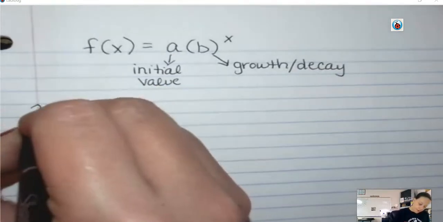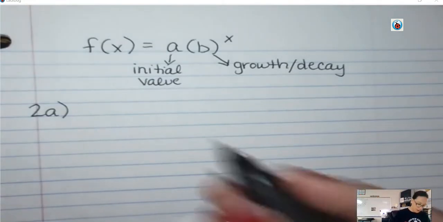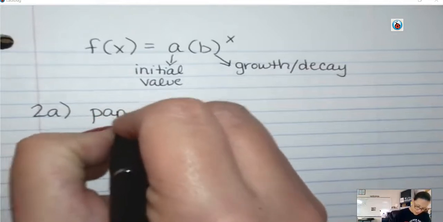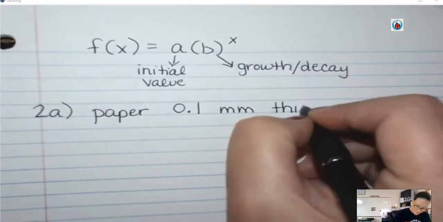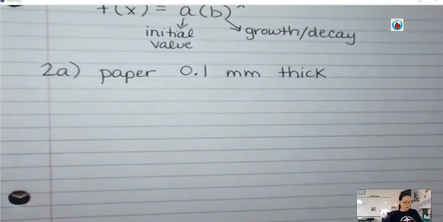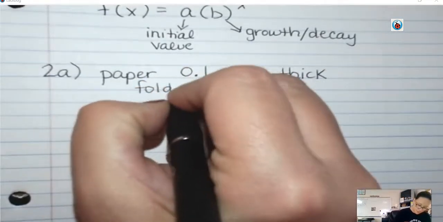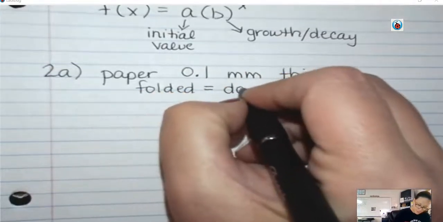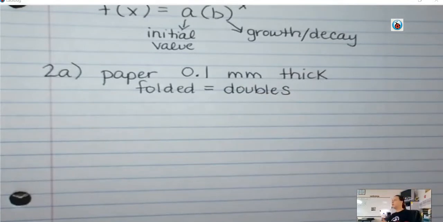Okay, here is our first word problem. When a piece of paper is folded in half, the total thickness doubles. Suppose an unfolded piece of paper is 0.1 millimeters thick. Okay, so let's write that down. Paper is 0.1 millimeters thick. When you fold it, it doubles. So like when you fold a piece of paper, every time you fold it, you're doubling how many pieces of paper there are.